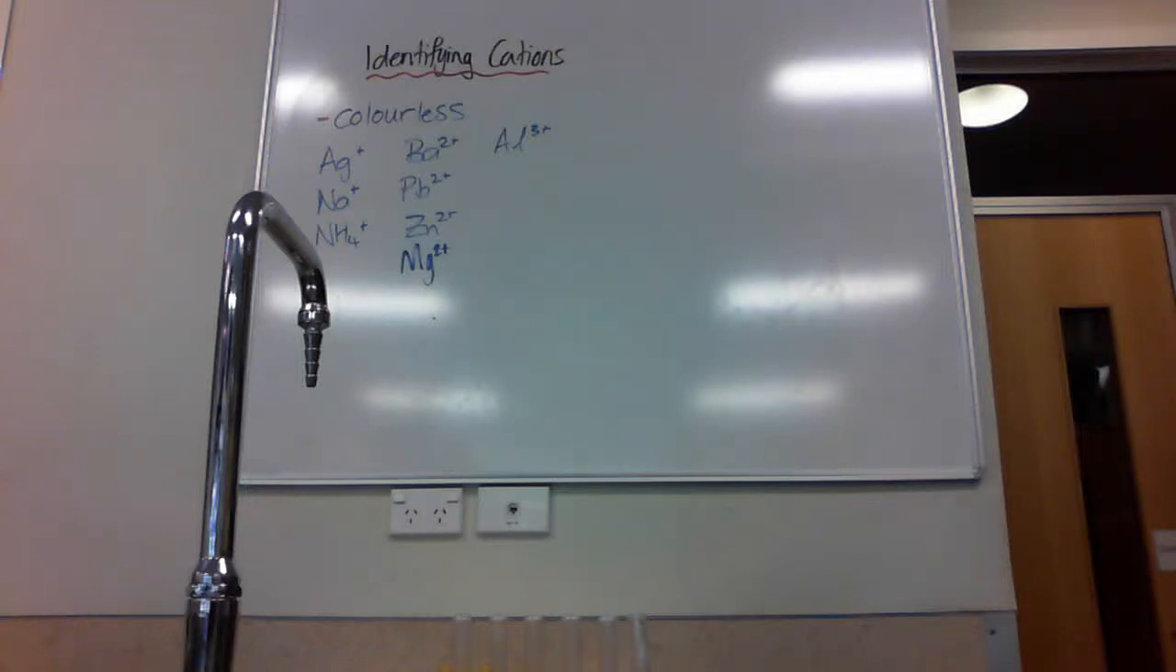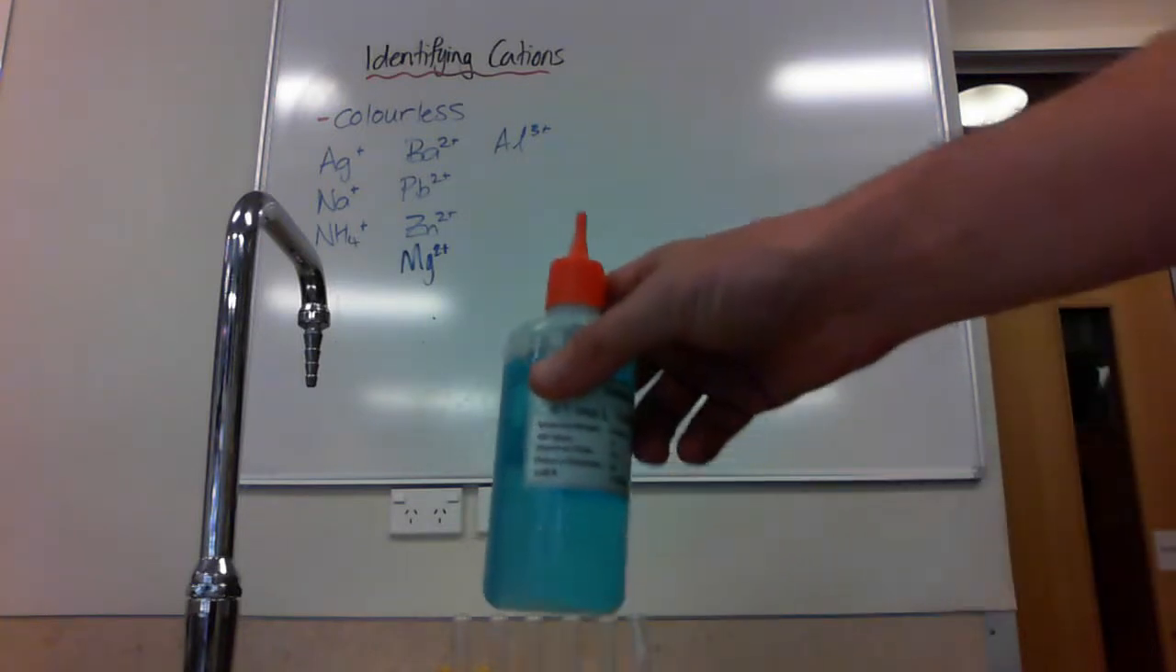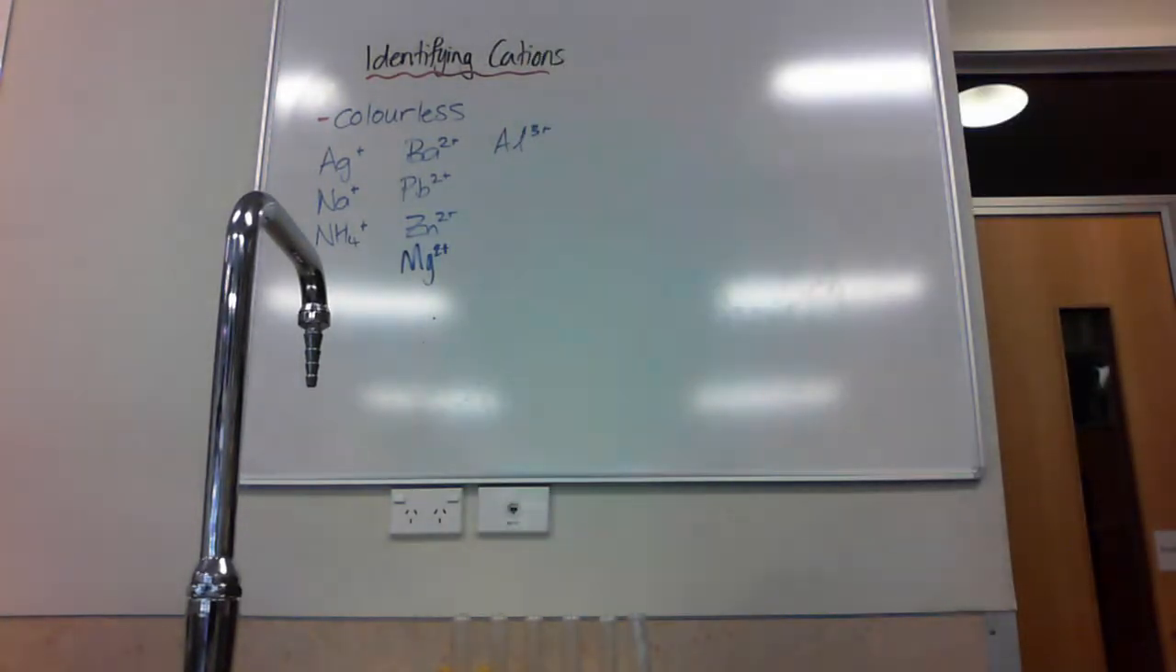When we're trying to identify cations, we can find that some are quite easy just by looking at their colour. Then we just have to do confirmation tests. For example, copper 2+ is a blue solution, and so if we use concentrated ammonia, it makes a royal blue complex ion, which can confirm that we've got copper ions in the solution.